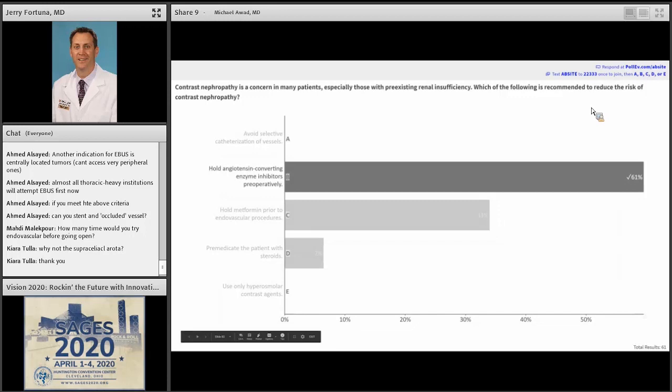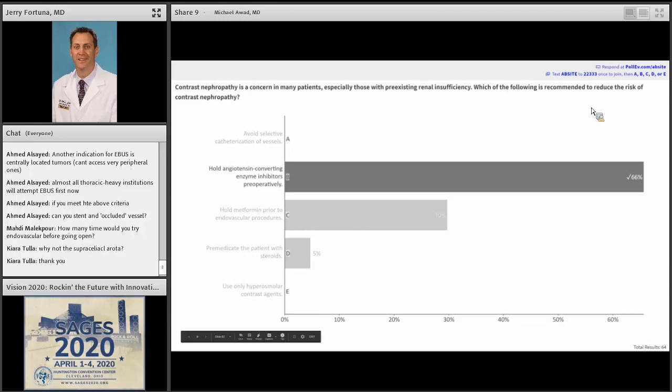Okay, so just running through the stems again real quick here. Avoiding selective catheterization of vessels. It's actually a good thing if you can selectively catheterize because it limits the amount of contrast you have to give patients to see what you want to see.